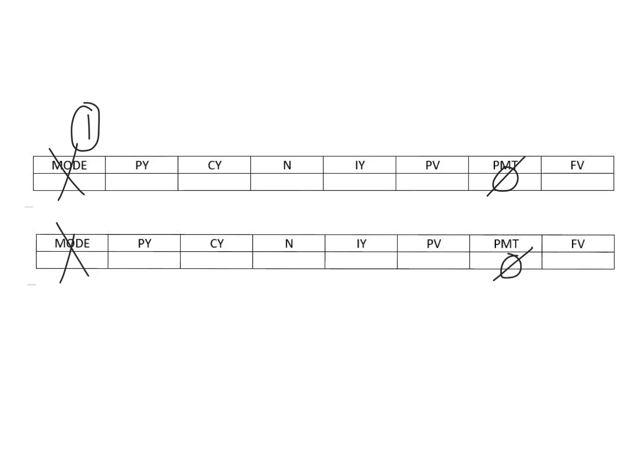Our payments per year, let's see, we have 3% monthly, so our PY and CY is 12, and it stays the same for the other payment, so we can make that note right away. Our N, now for the first segment, or the first calculation, we're finding the future value when moving money from 1 year to 2 years.